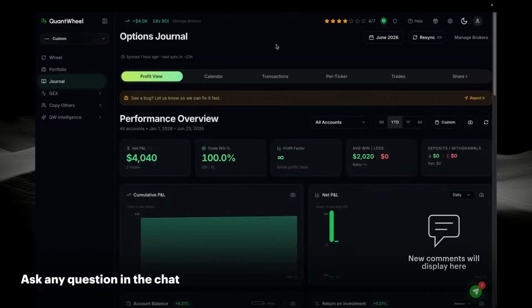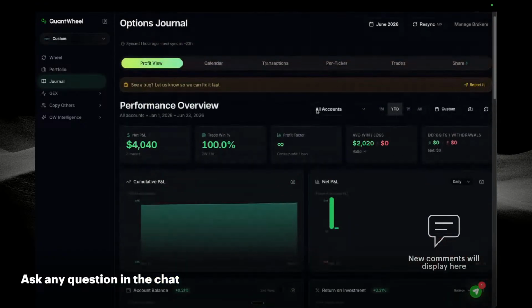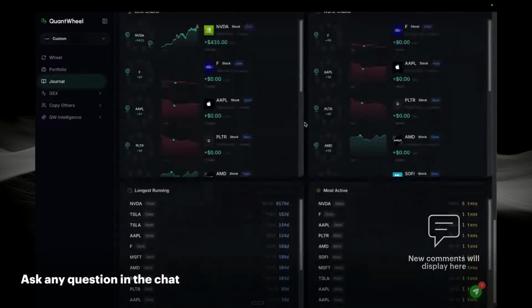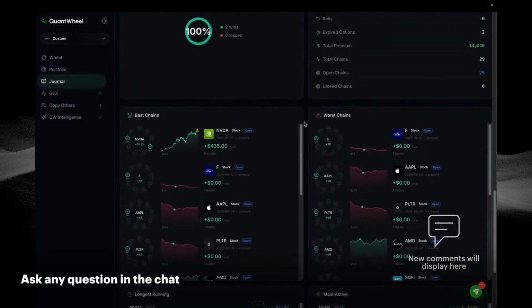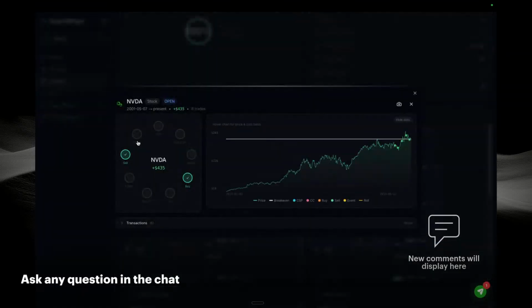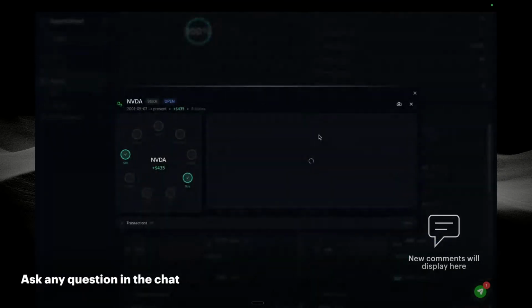And in the journal, you're going to see your positions, some different and nice information about your trades, about the chains. And as you can see, for example, with NVIDIA, you see what is your break-even price. This line here is break-even, and the break-even as you trade more and more will drop.